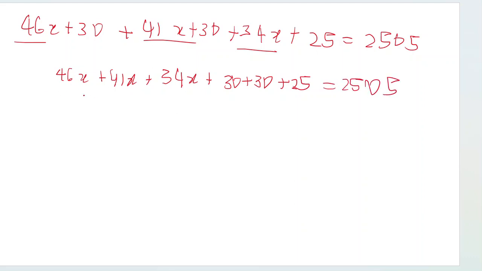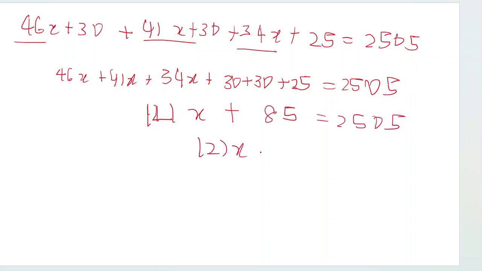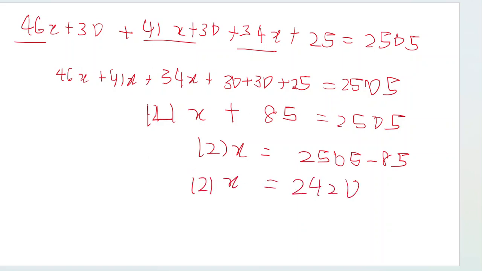So therefore you get 87. You add all these things, you will end up getting 121x, and you will get 85 is 2505. Therefore you'll get 121x is equal to 2505 minus 85. Therefore you'll get 121x is equal to 2420. So x will be equal to 2420 upon 121. This will come out to be 20.